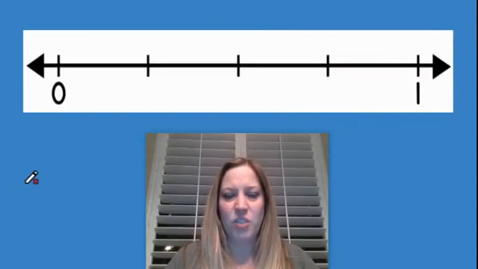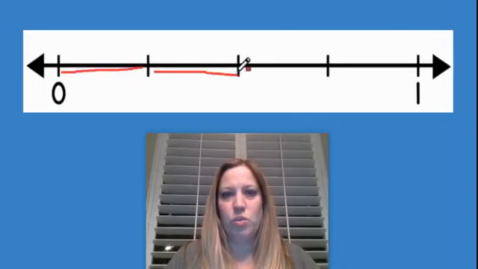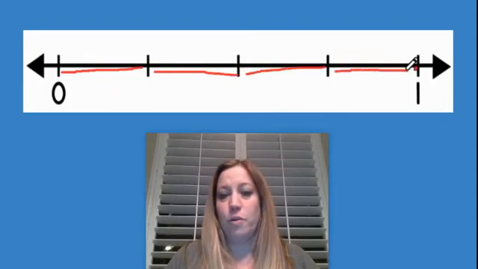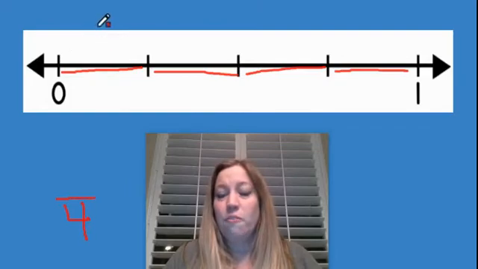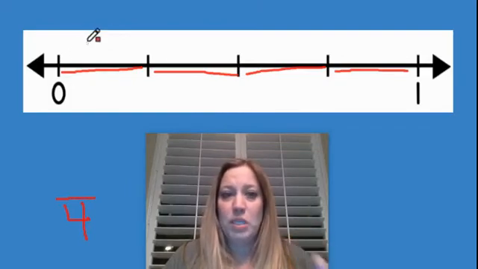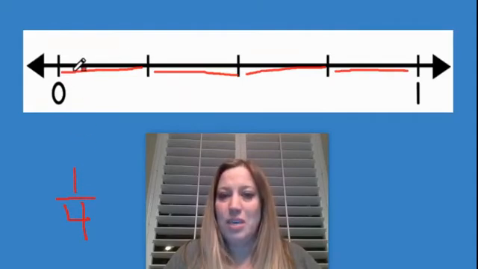Okay, for our next one, we are going to start the same way. We're going to count our pieces. 1, 2, 3, and 4. So 4 is our total number of pieces. So that's going to go in our denominator. And then our unit fraction is one of those pieces. So 1 would go in the numerator. Our unit fraction, or each piece, is going to be 1/4. So now I can count by 1/4.